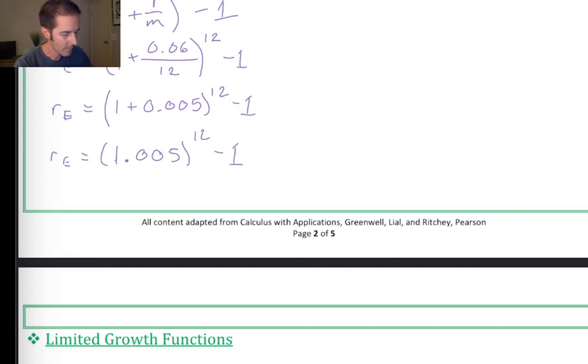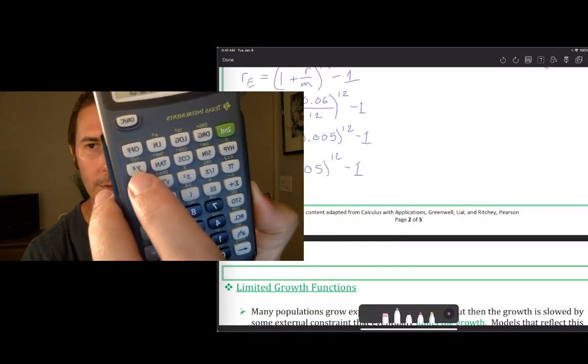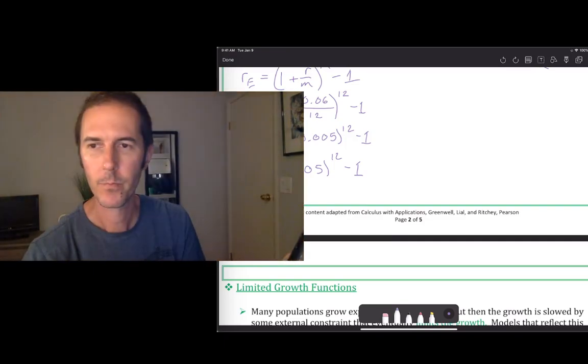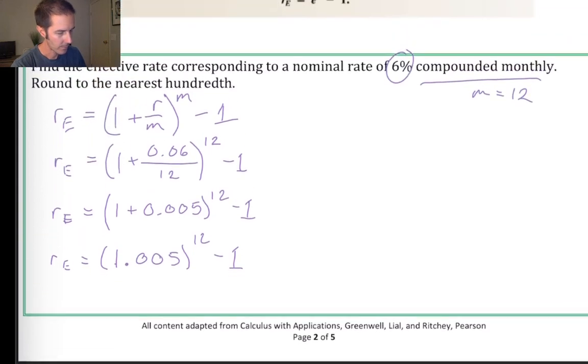Even on a scientific single line entry calculator, this one's really easy. We'll take the 1.005, we'll raise it to the power of, and remember, to raise it to the power, you need to use this Y to the X button right here, or sometimes this button looks like an upward facing arrow. There are probably some other ways of representing the exponent, but I'm going to hit that button and type in my 12 and hit enter, and then don't forget to hit minus 1 equals, and we have our effective rate.